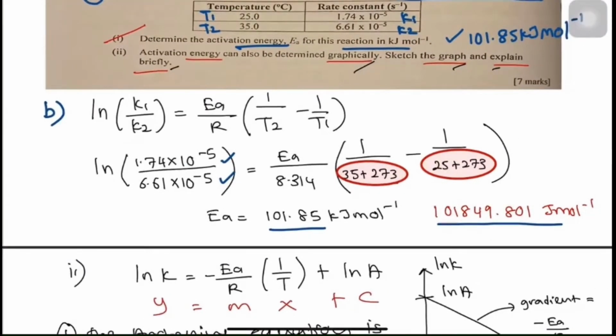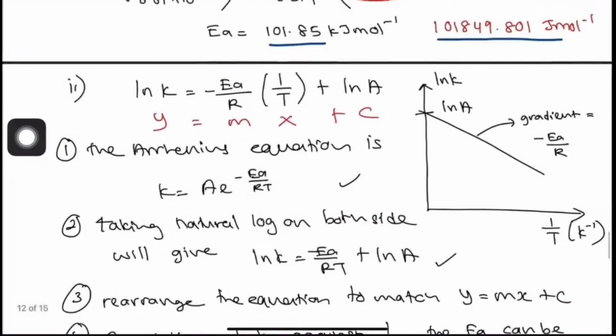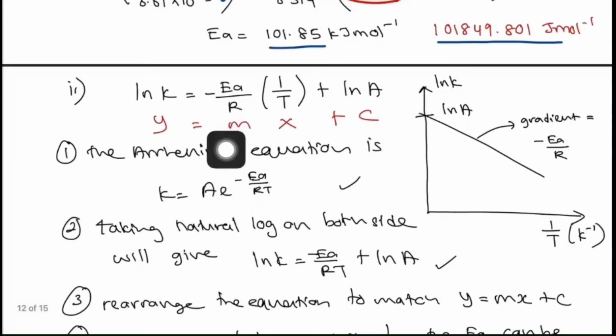Activation energy can also be determined graphically. So please recall, under the Arrhenius equation, we saw determining activation energy using calculation, that would be this. And we saw activation energy determined graphically. So from the original equation, we make it linear. So sketch the graph and explain briefly. So all you have to do is write out the equation that has been made linear. You don't have to show derivation. So this is the equation that was made linear from the original equation.